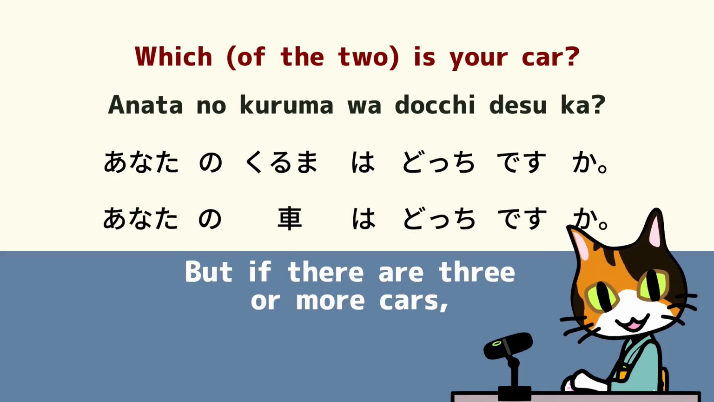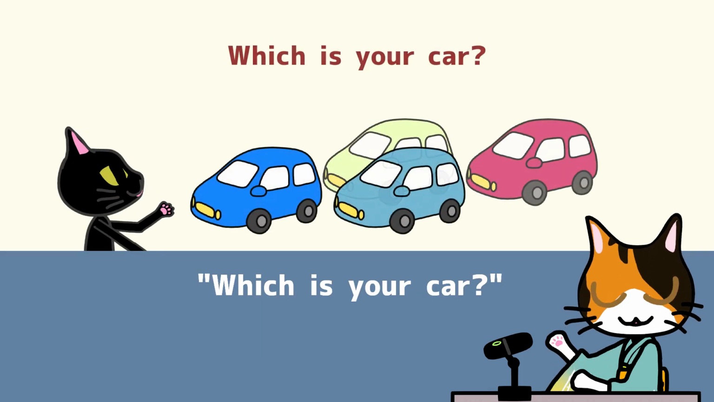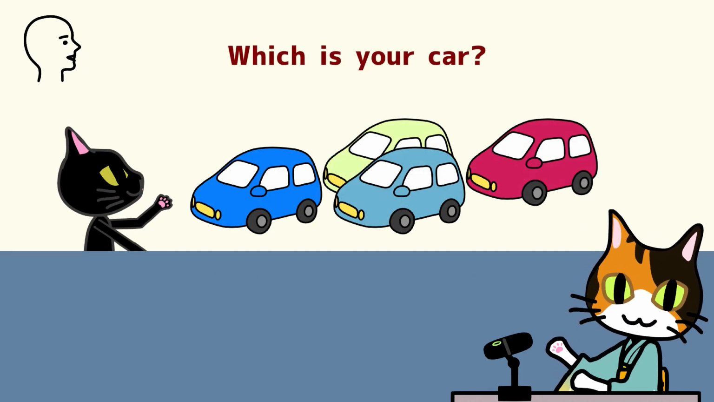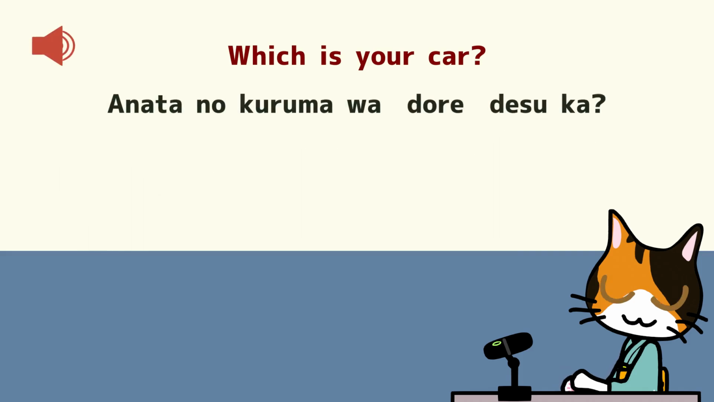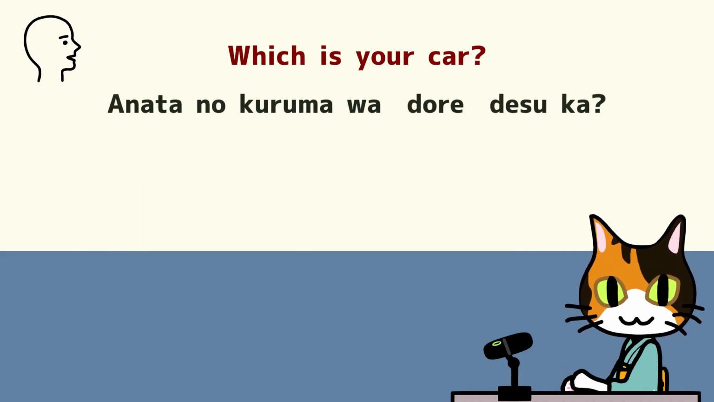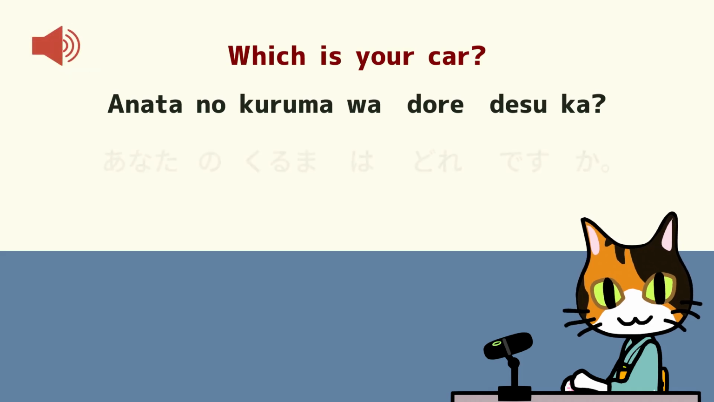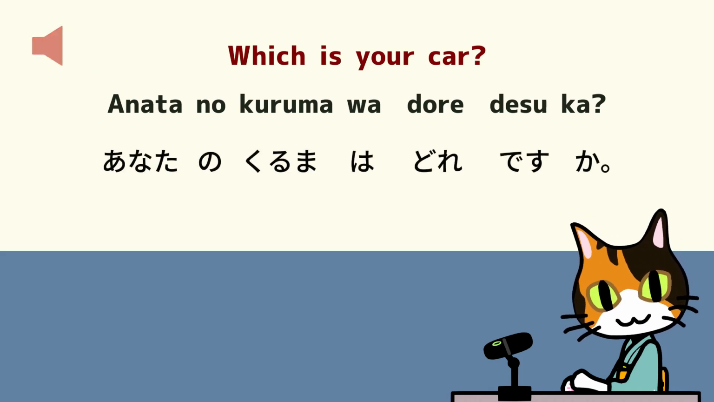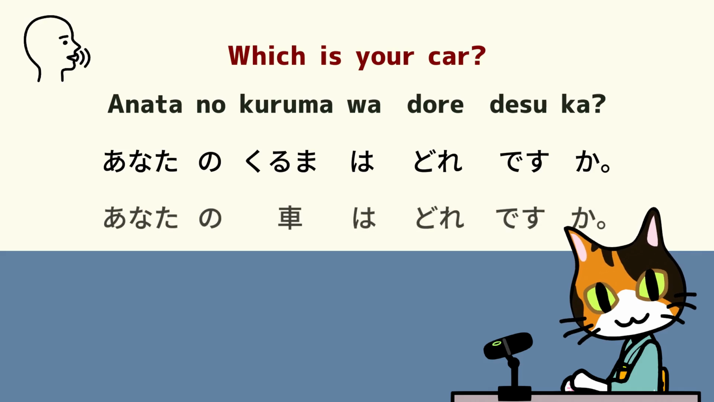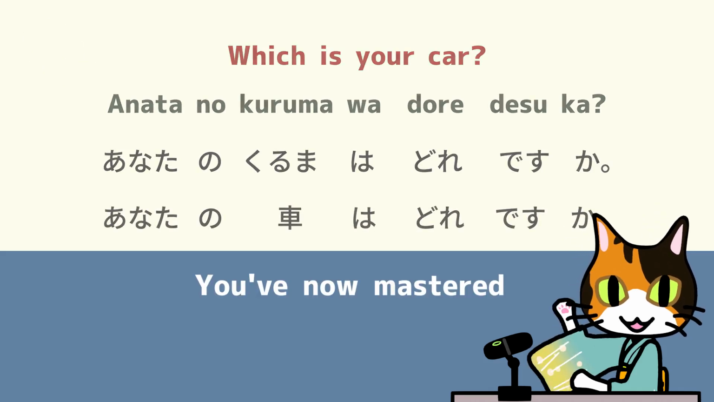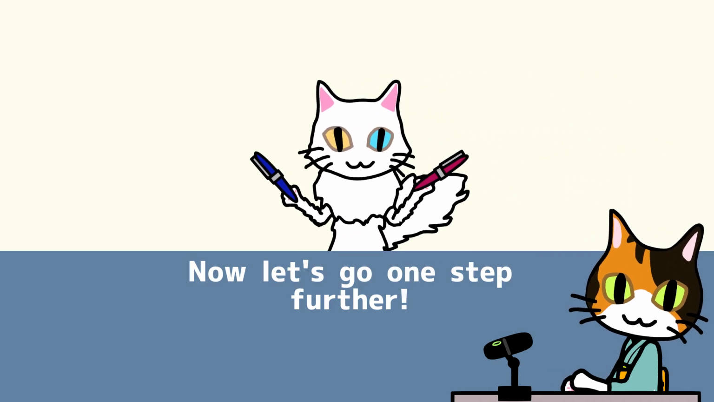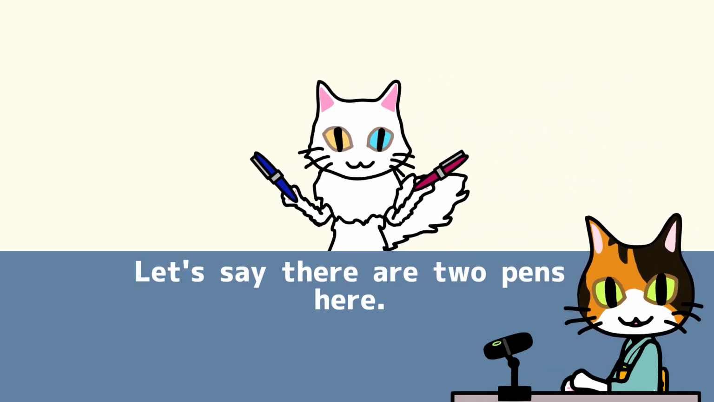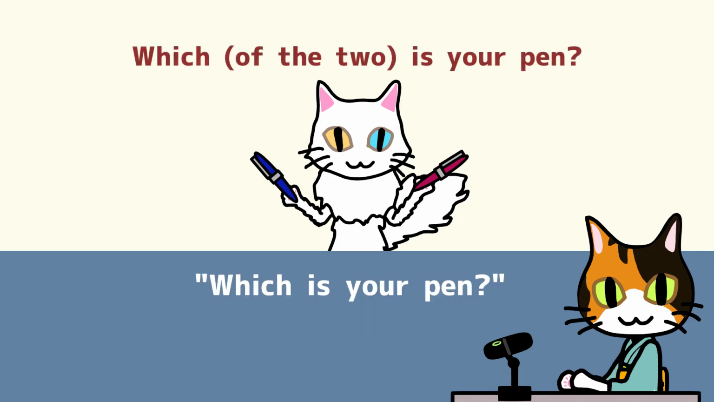Beautiful. But if there are 3 or more cars, how do you ask, "which is your car?" Amazing. あなたの車はどれですか? You've now mastered "which" in Japanese. Now let's go one step further. Let's say there are 2 pens here. Can you say this? "Which is your pen?"